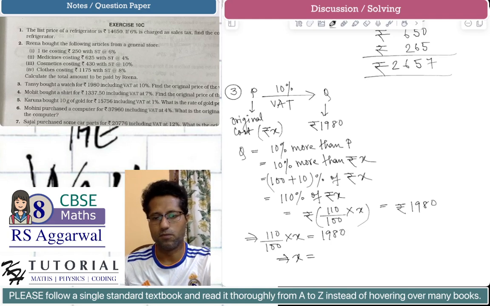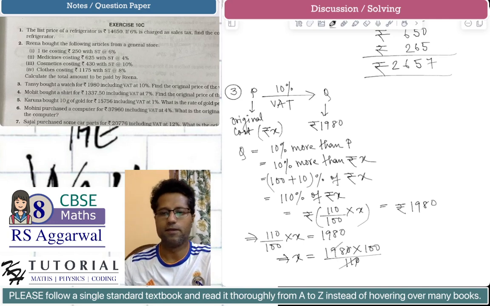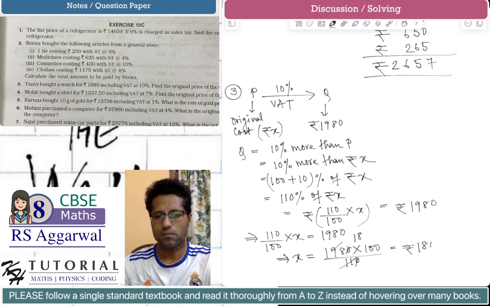From here we can solve for X. X will be equal to 1980 multiplied by 100 divided by 110. So 0 cancels. 11 divides 198 with 18. So this is equal to 1800. So the original cost of the watch is rupees 1800.